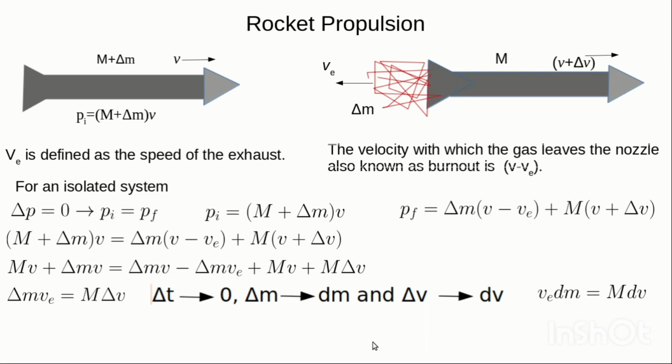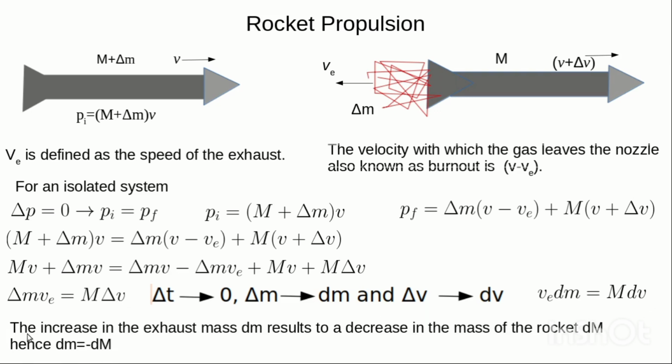So the next is to say, okay, the increase in the exhaust mass, dm, results in a decrease in the mass of the rocket, dM. Hence, we have dM equal to minus dm. What that means is that as our small dm increases, as the amount of gases that comes out increases, then there will be a decrease in this particular one, which is the change in M, right? Because this one will be reducing, the change in M equals this change in m.